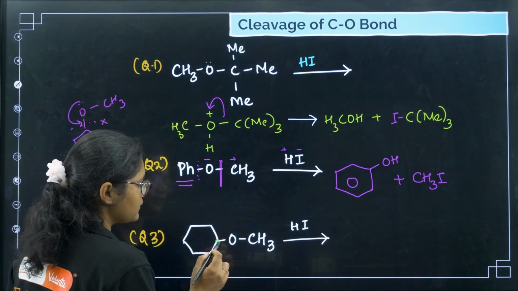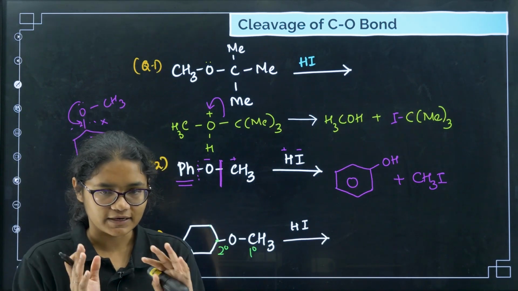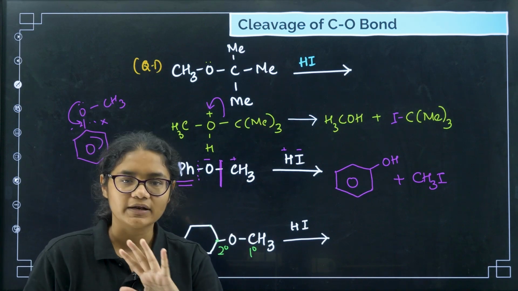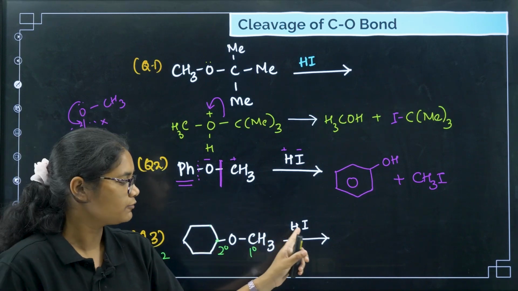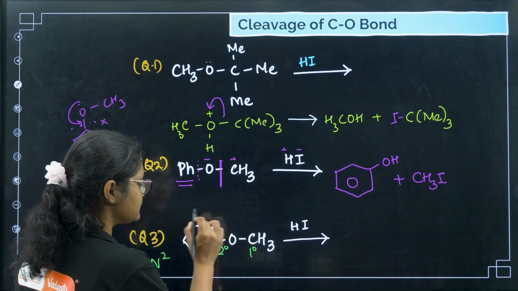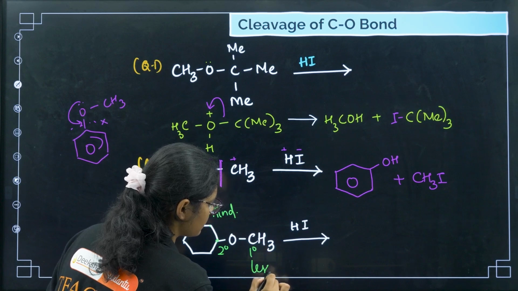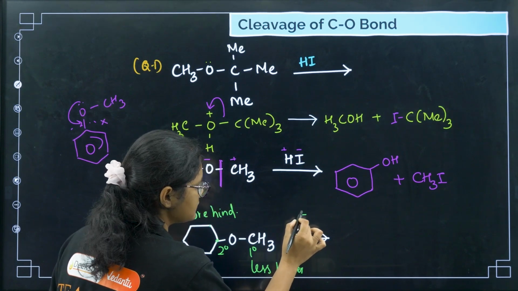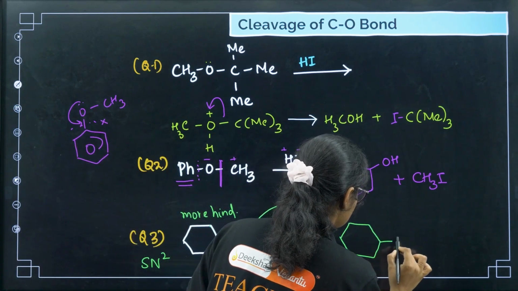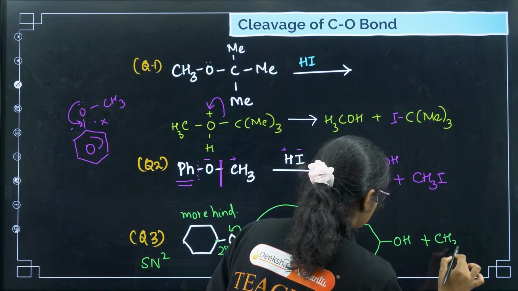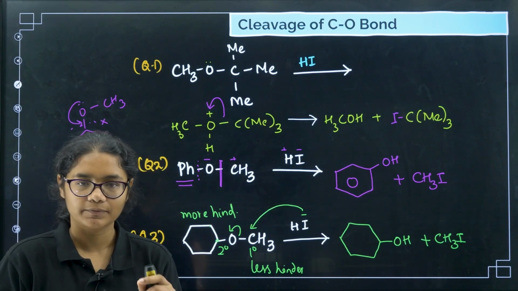Next example, let us see. Now if you see this carbon, this carbon is attached to two more carbons, so this is a secondary carbon and this is a primary carbon. As I told you, if both sides are either primary or secondary and there is no resonance stabilization, the reaction proceeds by SN2 mechanism. In SN2 mechanism, the nucleophile will attack on the less hindered side. So this side is more hindered, and this side is less hindered. So the nucleophile, that is I minus, will attack on this one, and this one will form like this. So what will be the product I will be getting? We will have cyclohexanol plus CH3I. So I hope all these three examples are very clear, okay.